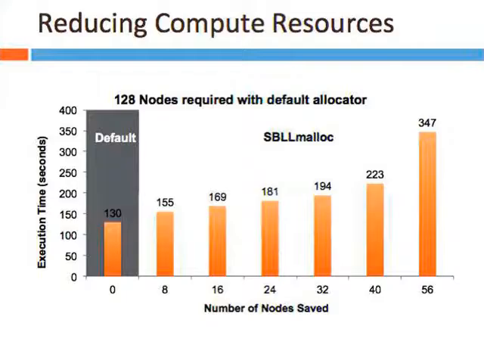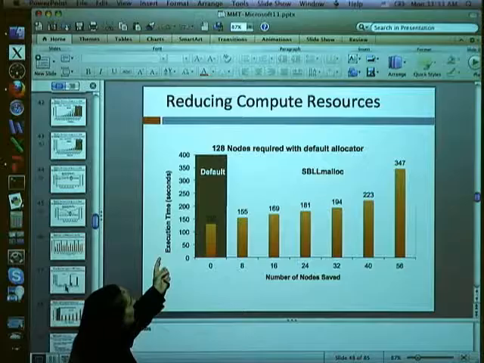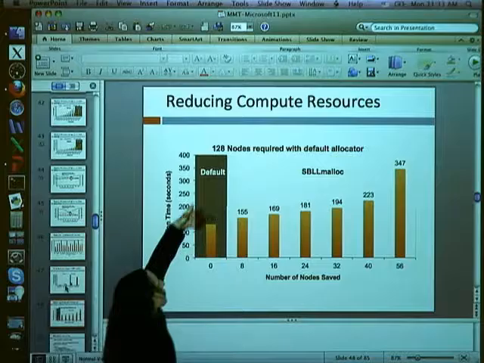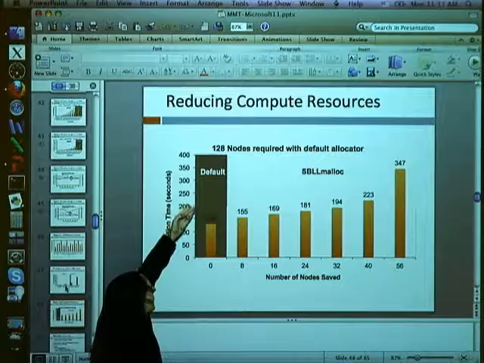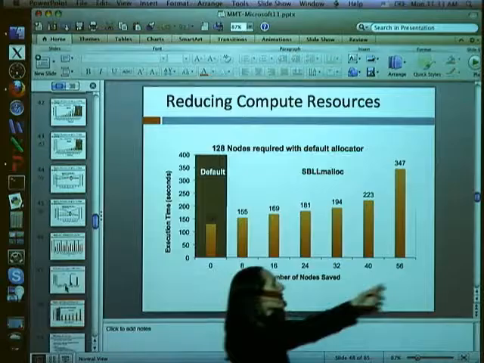Okay. So one thing we said was, okay, what this is doing is it's saving nodes. And it is true. So this is that trade-off between execution time and number of nodes saved. So the execution time with 128 nodes is 400. And if you want to save no nodes, then we don't have to merge very often. And you can see that as you increase the number of savings you get, you also increase the execution time. Yes?